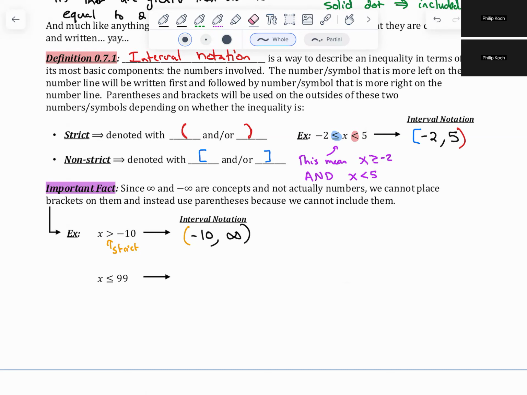So just like that, and then this one, x is less than or equal to 99. So that's a non-strict inequality because it could equal 99. So it's all the numbers that are to the left of 99, on and on forever. So it'll be parenthesis, negative infinity to 99, and then a bracket. Oh, use the bracket here.